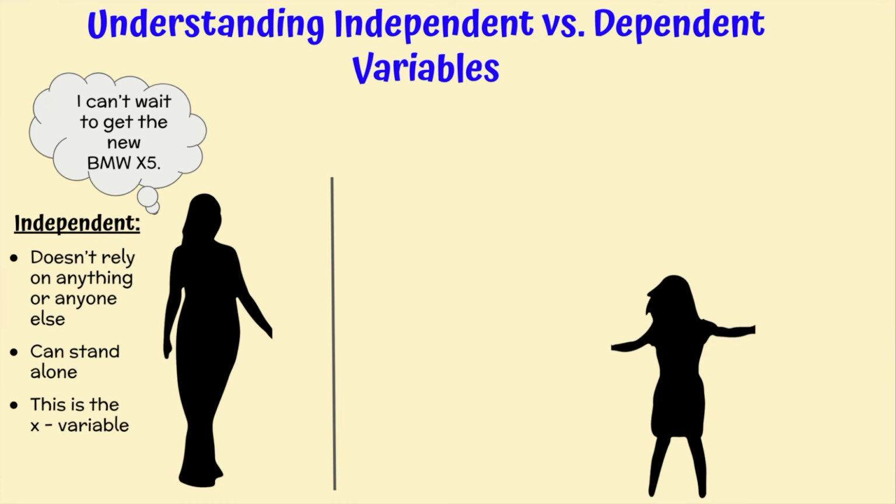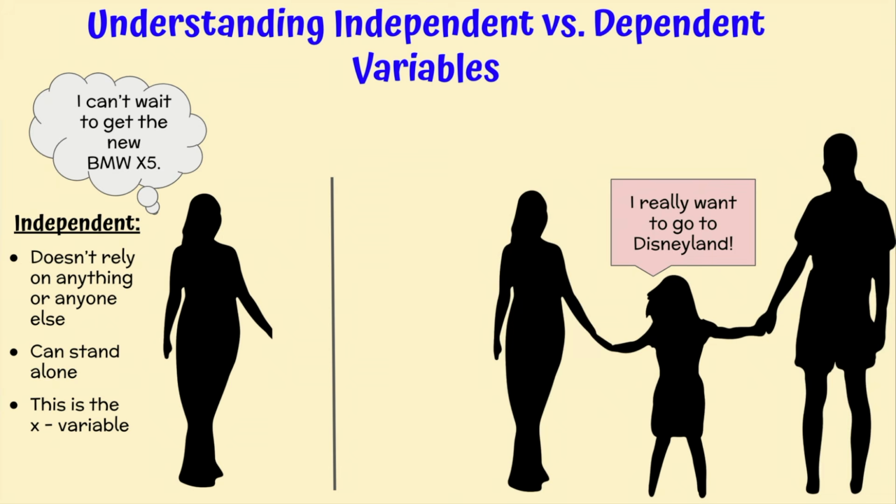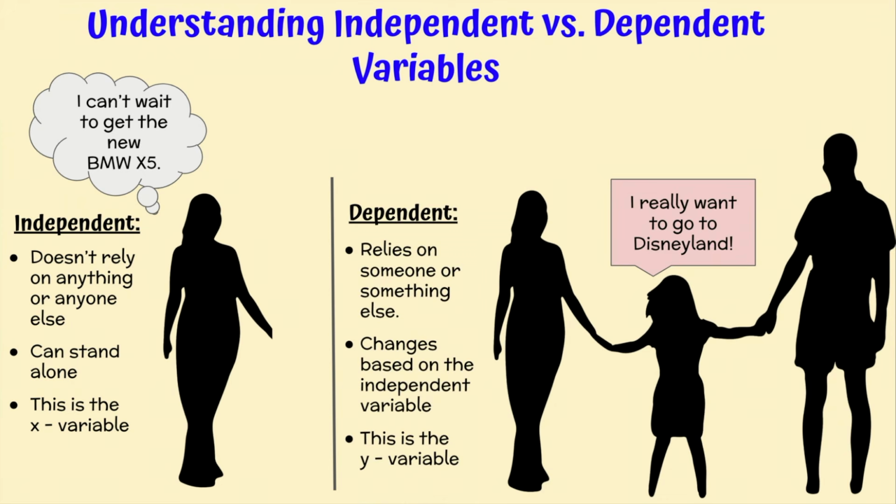Now, for example number 2, we have this little girl. She really wants to go to Disneyland. Can she make that decision on her own, or does she have to ask someone else for permission? Right, she has to ask her parents for permission. Depending on what her parents say will determine if this child can go to Disneyland or not. That means that this child is a dependent variable. A dependent variable relies on someone or something else, and a dependent variable changes based on the independent variable.